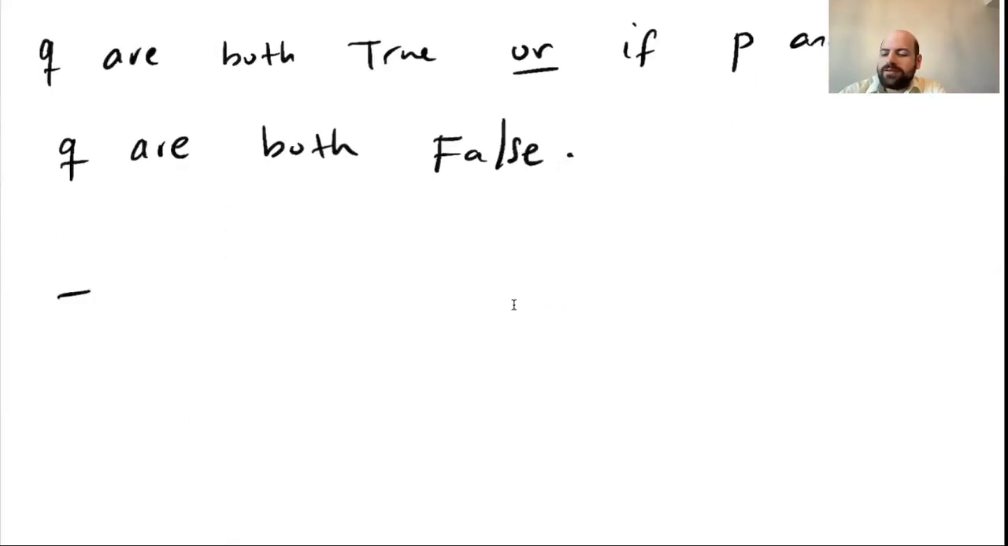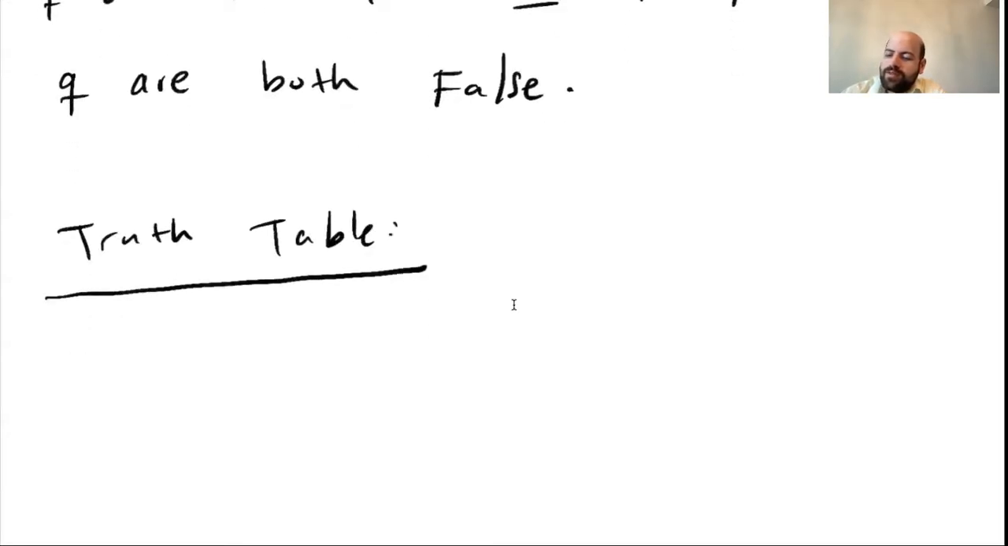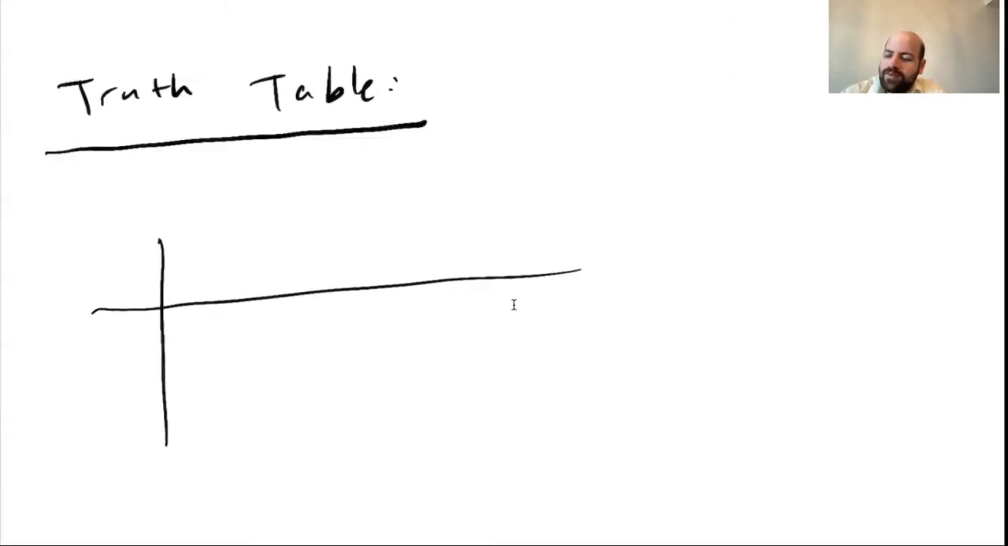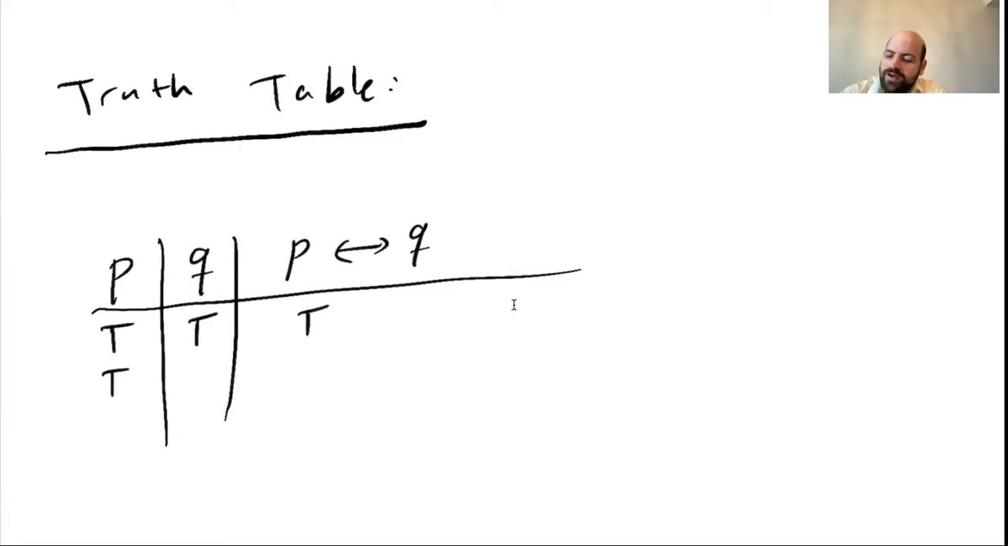So the truth table looks like this. If you have a table like this, P, Q, and then P if and only if Q. If both P and Q are true, this will be true. If one of them is true and one of them is false, this will be false. And if both of them are false, this will be also true.